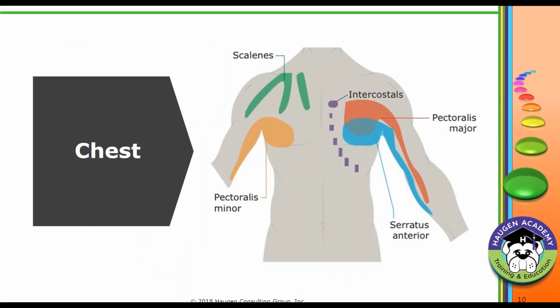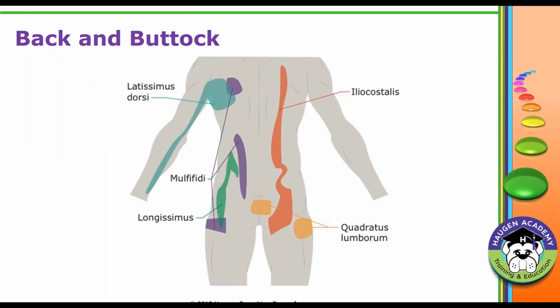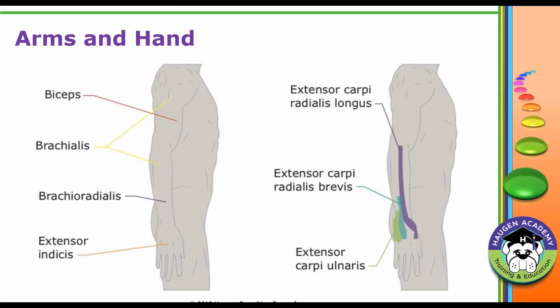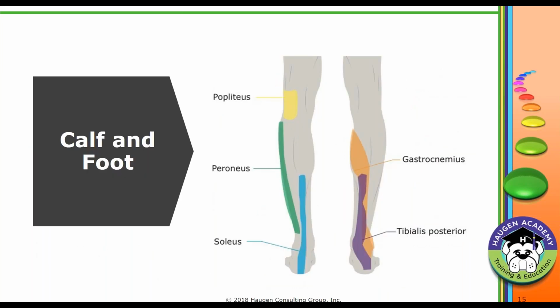And then we have chest, abdomen and pelvis, back and buttock, arms and hand, thigh and knee, and then last we have calf and foot. So kind of going from head to toe all the way down the body in those muscles that you'll see trigger point injections done. So just remember, not based on the number of injections, but on the number of muscles treated.